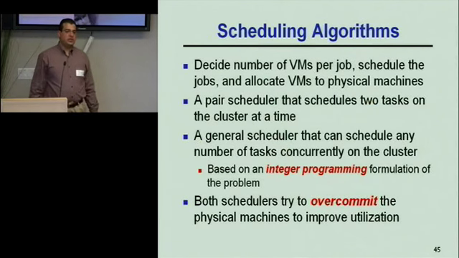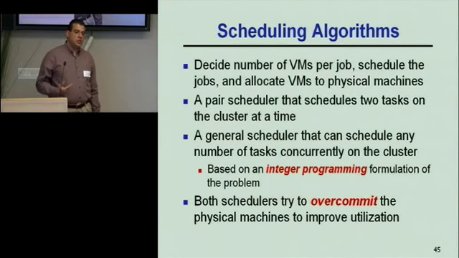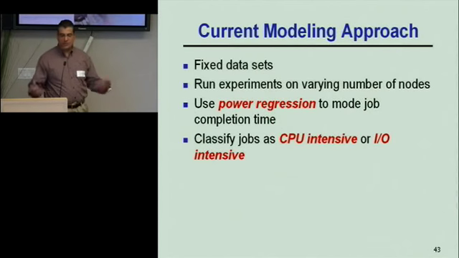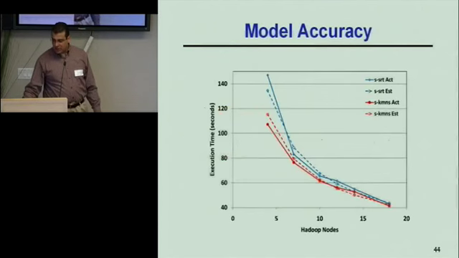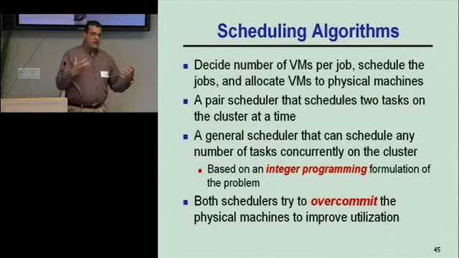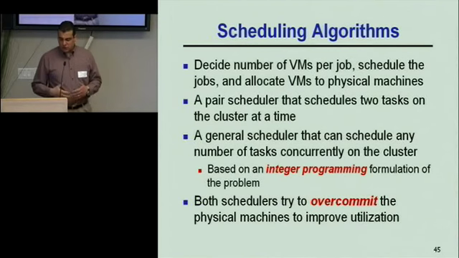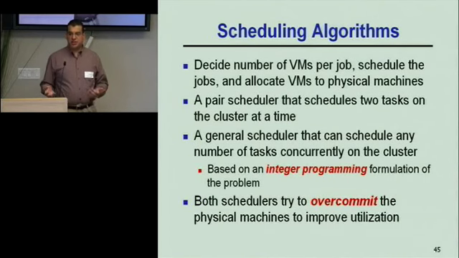And this is what our scheduling algorithm will do. It will decide how many nodes to give to each job, and also how to allocate the jobs to the physical machines. Okay? Remember, I told you that when we're modeling these jobs, we classify them as CPU intensive or IO intensive. So we can try to pack as many of these jobs on the machines as we possibly can based on our understanding of the resource consumption. Okay?